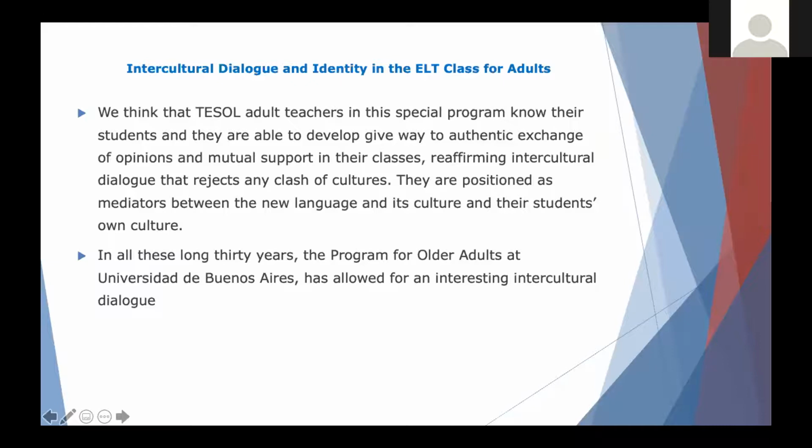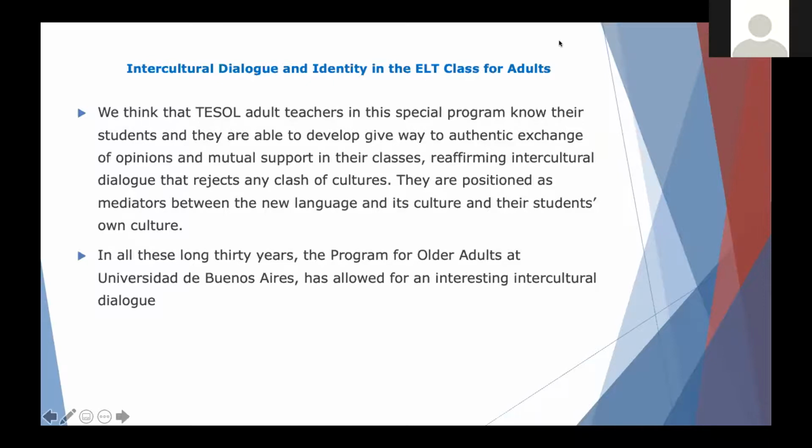The thing is that the program was created with this purpose. The people who created the program long ago saw that there was a clash of cultures in our country with adult people. So they decided to do this in the program. Not only English is taught, but also many other workshops, which are very interesting. For instance, art, dancing, philosophy, many other workshops. But English is one of the most important.